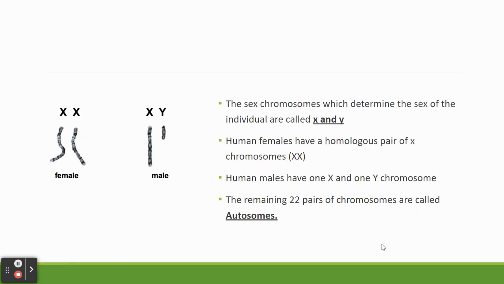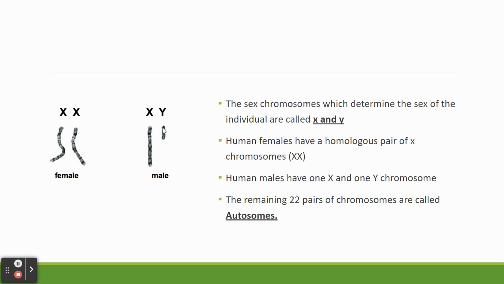All right, so the sex chromosomes are different. We got to talk about these separately. They are going to determine the sex of an individual, and they are called X and Y. Human females usually have 2 X's, and human males have an X and a Y. All the remaining pairs of chromosomes are called autosomes. They have a special name. We call those autosomes. These are the sex chromosomes.